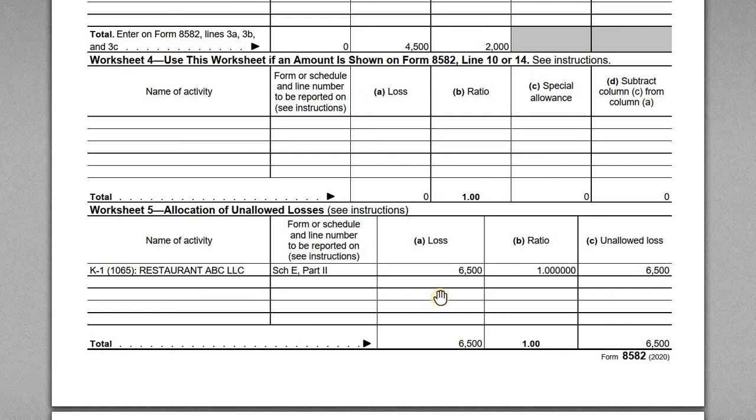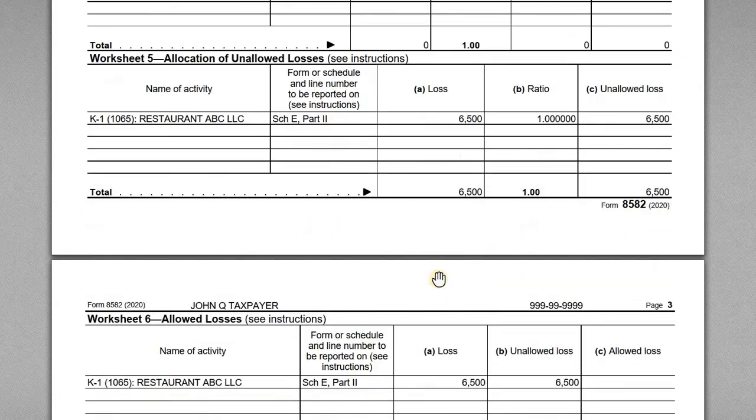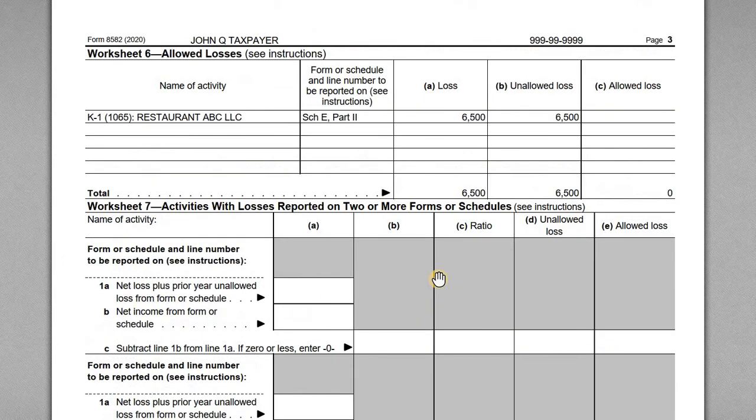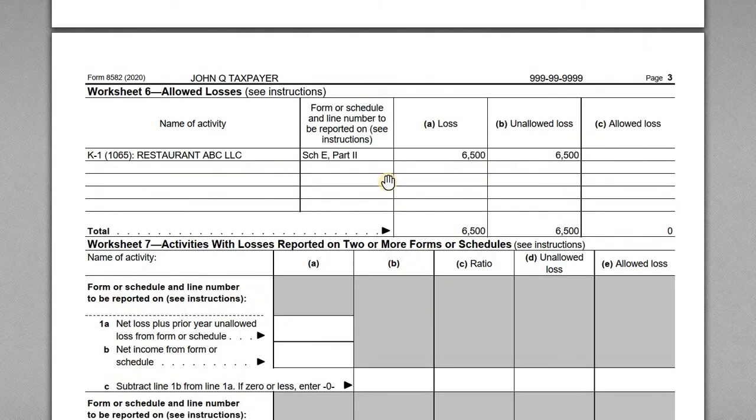I'll probably do another video that's got a little more complicated of an example, but for purposes of this exercise, you just have the one entity here with a 1.0 ratio and unallowed loss of the full amount. And then in the worksheet 6, we just list all of them, right? So we list, after all the allocations are done, name of the activities, what were the losses, and what was the unallowed and allowed for the year.